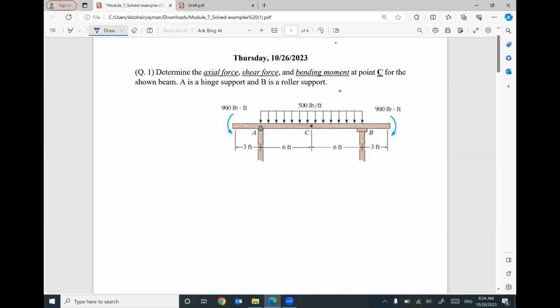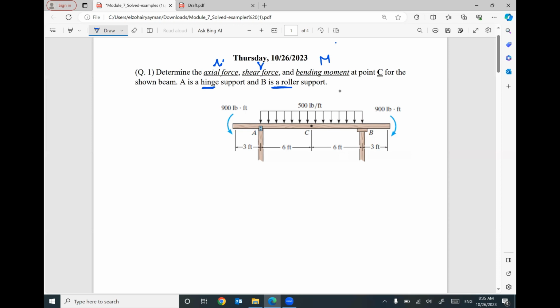I will start with this problem. I am given a beam. Looks like it's a wood beam. It's not a big deal in this course. A is a hinge. This support A is considered as a hinge. B is considered as a roller. We are looking to figure out the three internal forces: axial force, capital N, shear force, capital V, bending moment, capital M, at specific point C.